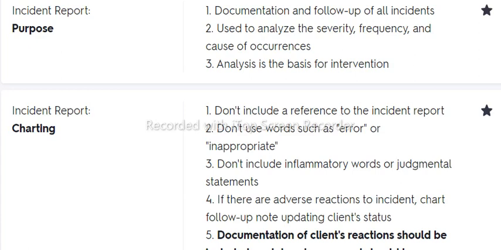Incident report purpose. 1. Documentation and follow-up of all incidents. 2. Used to analyze the severity, frequency, and cause of occurrences. 3. Analysis is the basis for intervention.